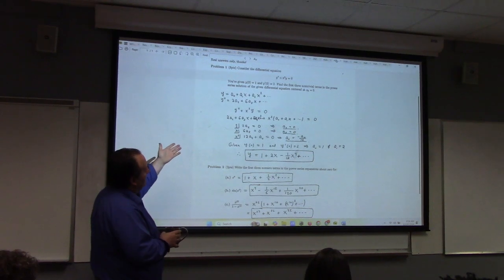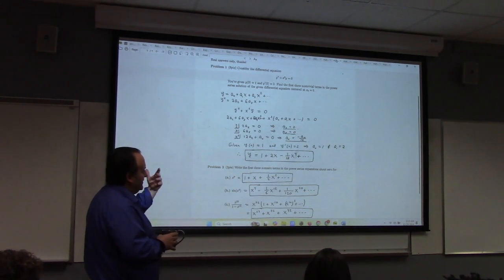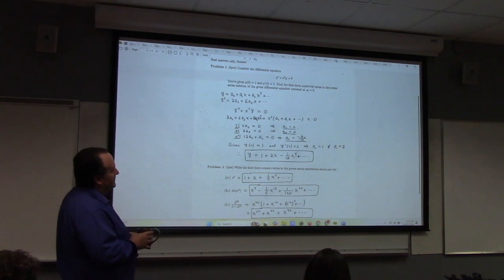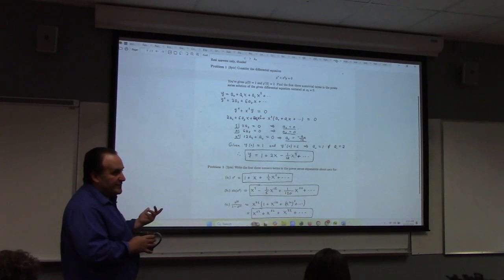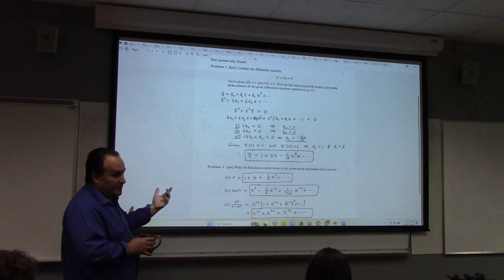But anyway, again, the thought process is the same. We look for, how can I have constant terms? How can I have linear terms? How can I have quadratic terms? The only place constant terms are coming from is on the second derivative. The only place linear terms are coming from is on the second derivative. So that makes A2 and A3 both 0.